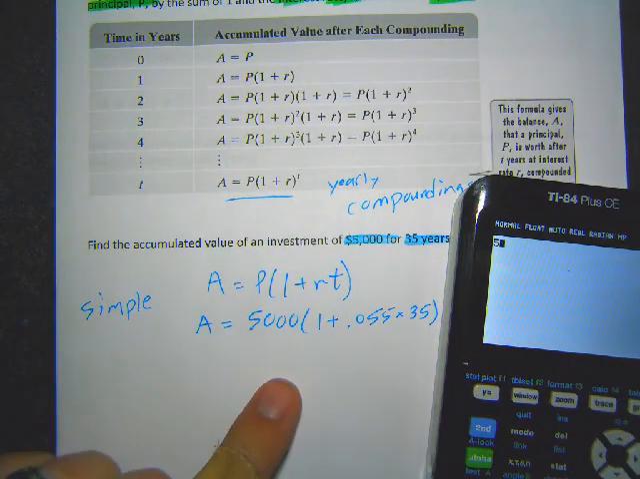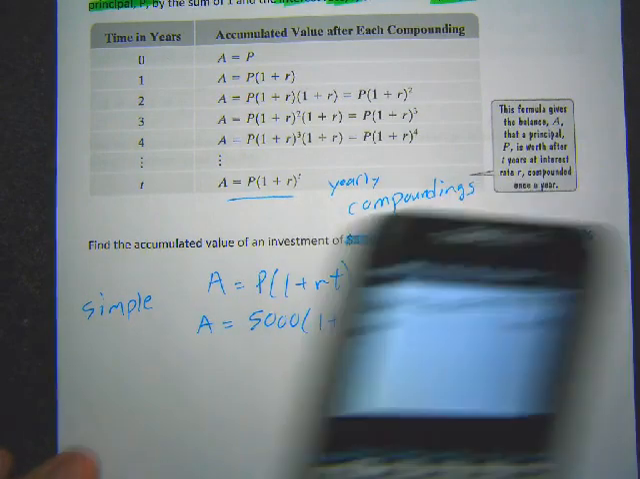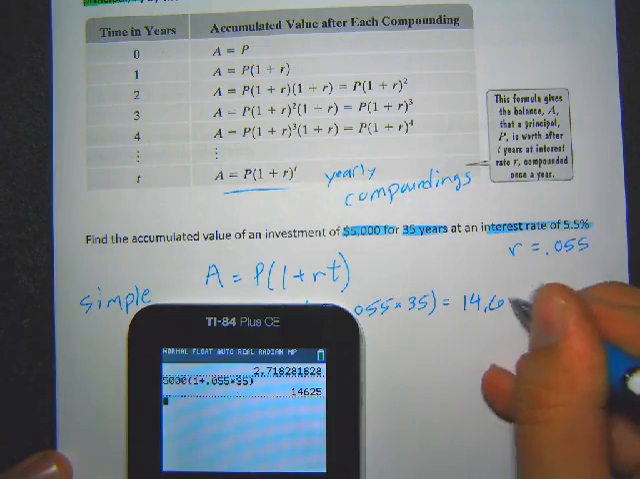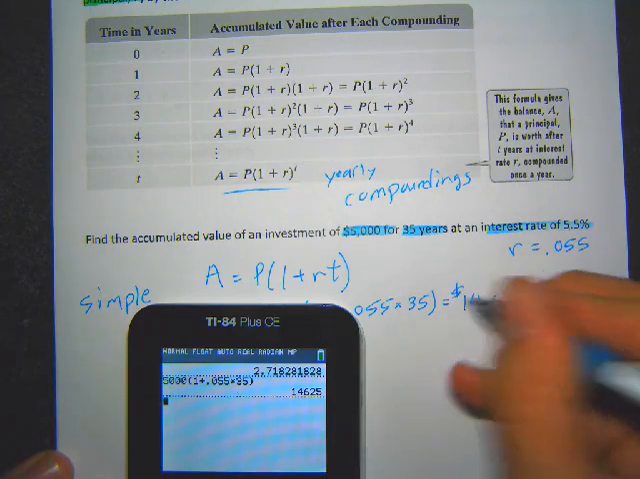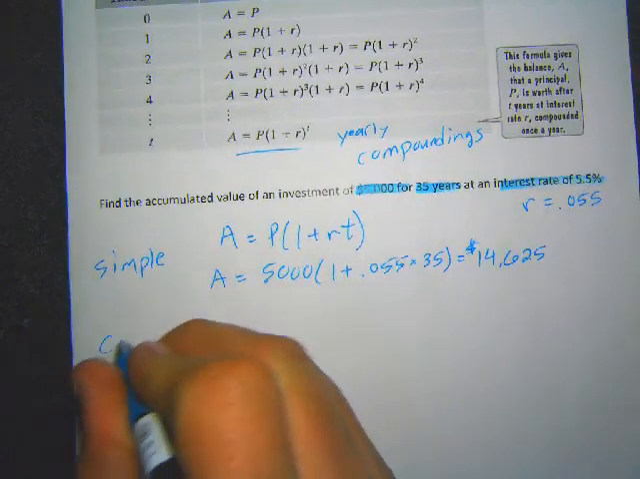But this is just to show you, if you went back and did simple interest, let's look at that first. You would get this amount. So if we type that in there, after 35 years, that $5,000 would be worth $14,000, which is nice. You've made some money. That's awesome. But you'll see pretty quickly once we do compounding that that's not nearly as much as you could make if you compound. So let's do compound.